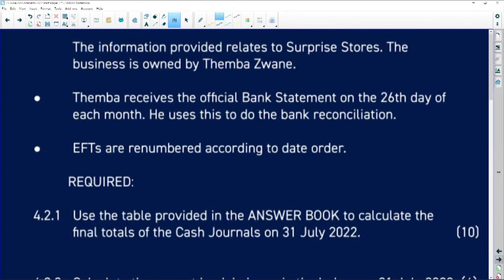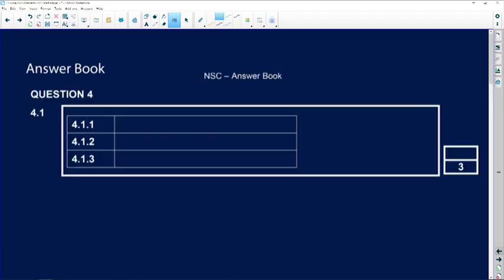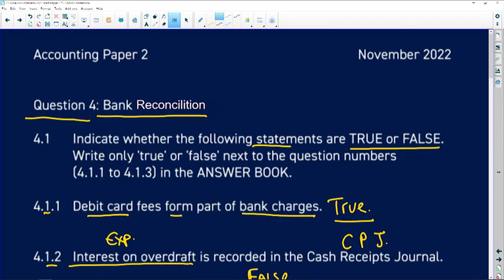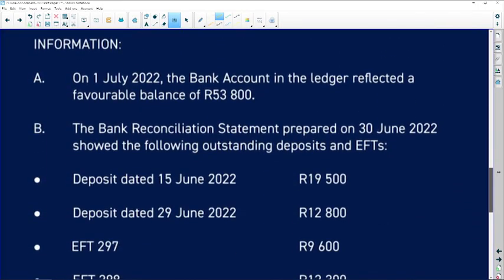Let's go to the info that is given to us. So from our info, right, we've got information A. This deals with, on the 1st of July 2022, the bank account in the ledger reflected a favorable balance of 53,800. Then information B, guys, I'm not going to read through all of this because obviously we'll get to it as we're doing the question, but I'm just getting familiar with the info in front of me.